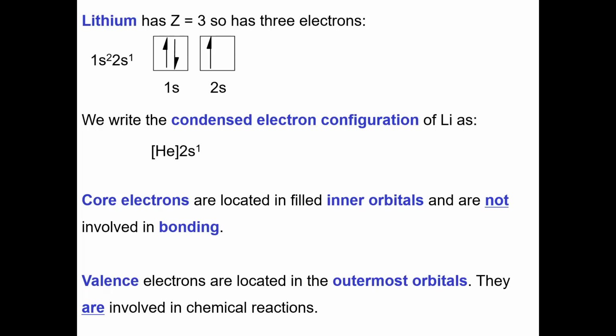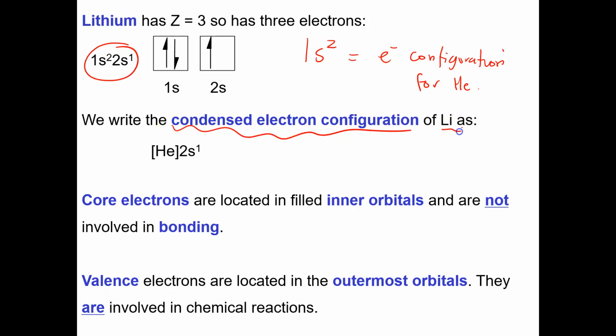So, lithium has electron configuration 1s2, 2s1. Now, if you were sharp, you'll remember that 1s2 is the electron configuration for helium. So what we could do is condense the electron configuration of lithium and write it like this. We're going to put the symbol for helium in square brackets, followed by 2s1.